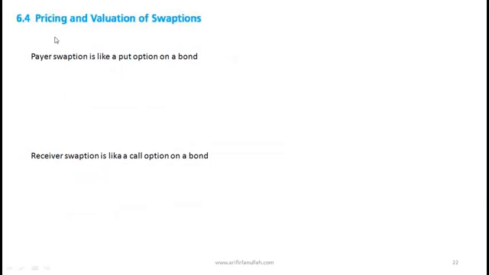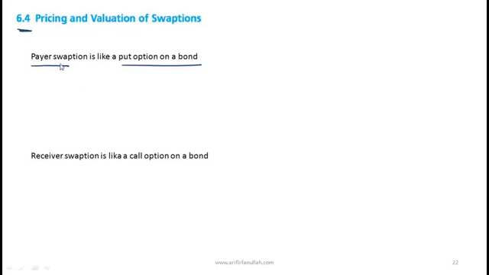Okay, so now let's continue to section 6.4, and the numbers are behind us. What we are going to talk about is essentially you need to remember these two statements, and I'll just give you the logic of these two statements. A payer swaption is like a put option on a bond. Is this blatantly obvious? Unless you live and breathe these things, it should not be blatantly obvious, but it can be shown rather easily.